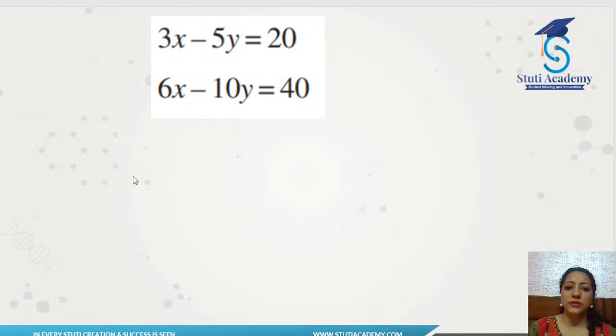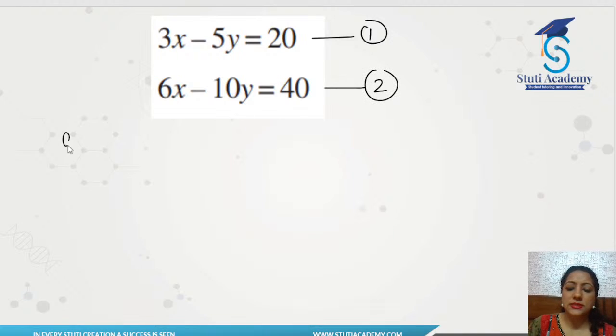Now let's discuss the next question. We have here 3x minus 5y equal to 20, 6x minus 10y equal to 40. So this is the first equation, this is the second one. So let's see.